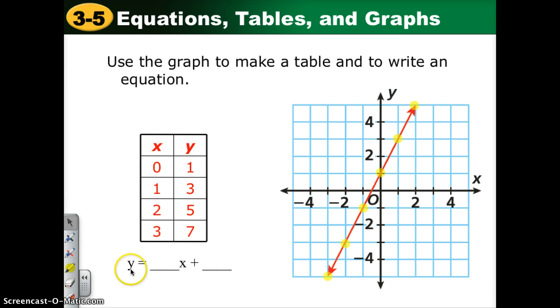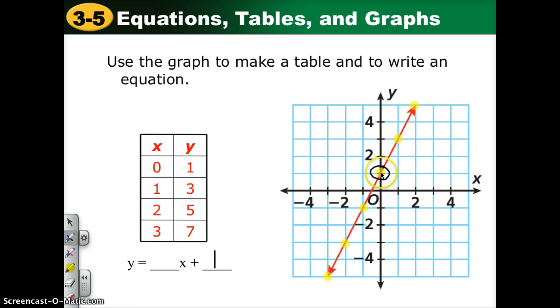From here, we need to write an equation. Here's what that looks like. The first value would be the value that is our slope. The second value would be our y-intercept. So our y-intercept, let's start with that, is where it crosses the y-axis. It crosses the y-axis when x is 0, y is 1.